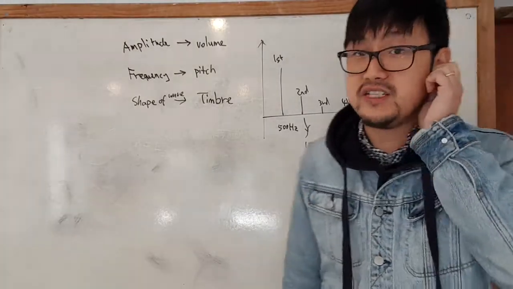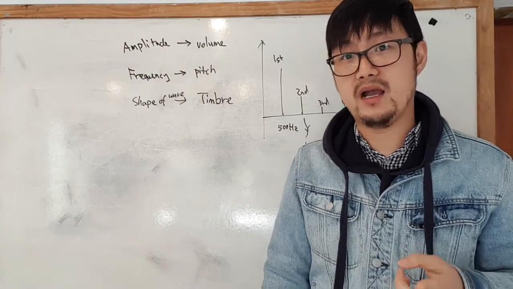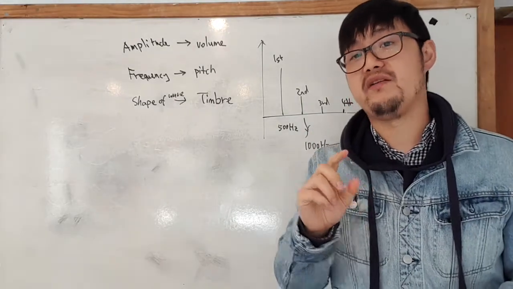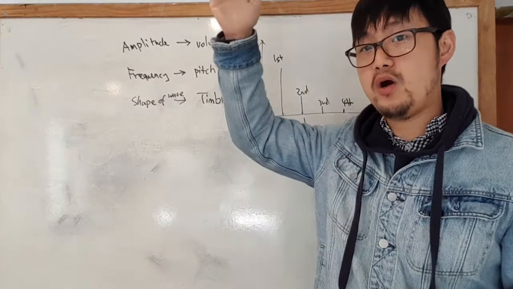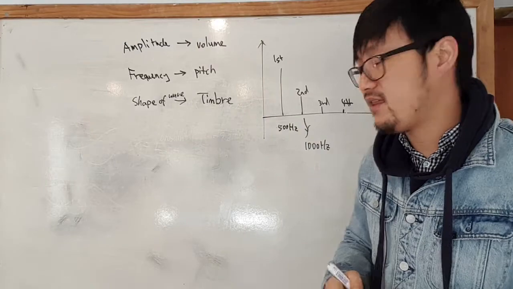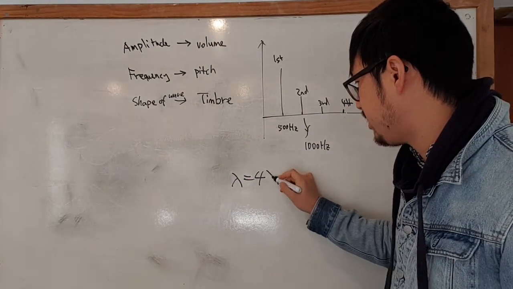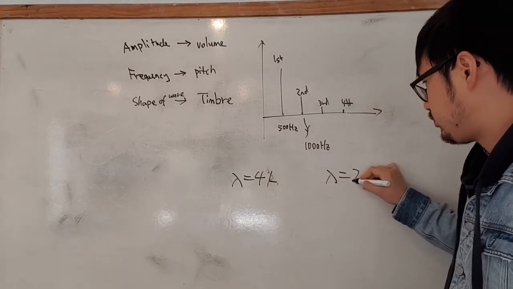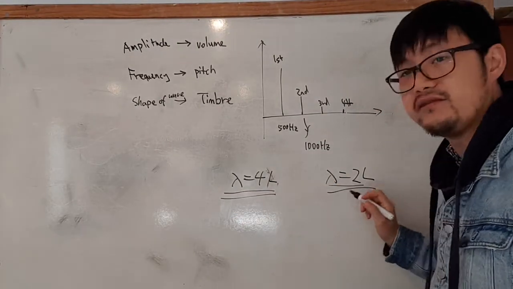The other thing I want to talk about is that I've also uploaded a video about the flute and clarinet, because one is an open pipe and one is a closed pipe. You can see how one only has the even harmonics and the other can have all of the harmonics. For one, the wavelength is going to be 4L, and for the other, lambda equals 2L. You can see this wavelength is double the wavelength of this one.